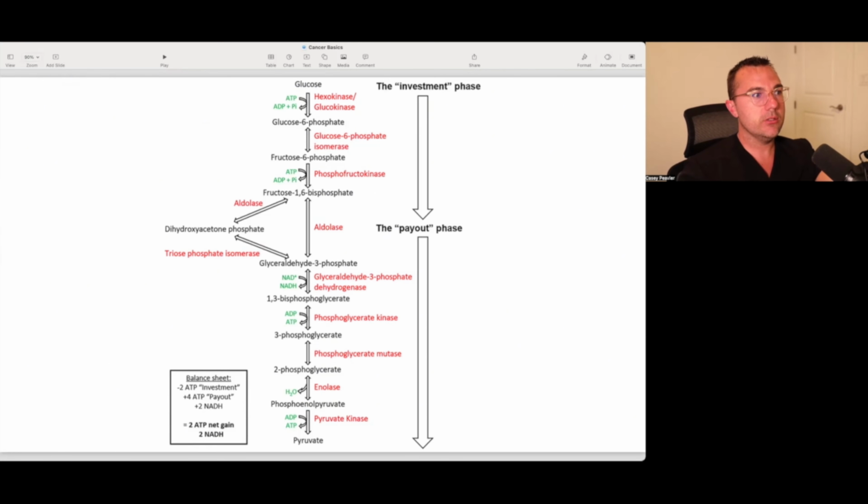You get a net 2 ATP, and then under aerobic conditions, that pyruvate is going to go into the mitochondria and it's going to undergo oxidative phosphorylation. And under anaerobic conditions, or conditions without oxygen or where mitochondria are damaged, you're going to end up with fermentation from pyruvate into lactate. You're going to see how this is critical information to understand cancer metabolism as we talk about aerobic glycolysis or the Warburg metabolism in future videos.